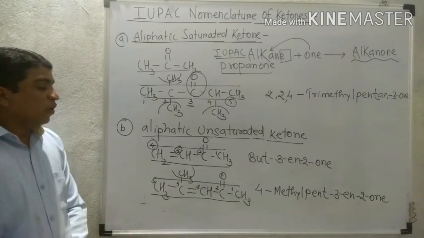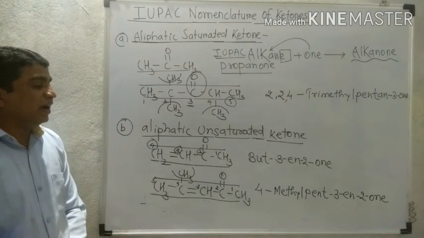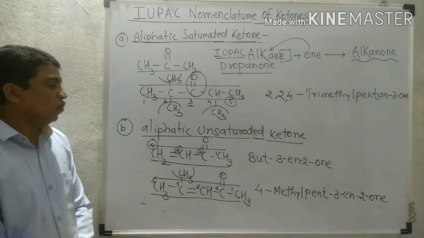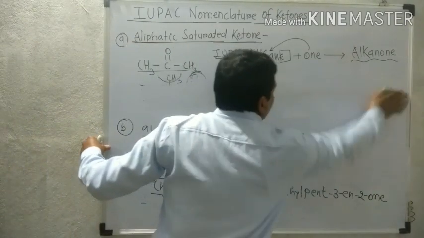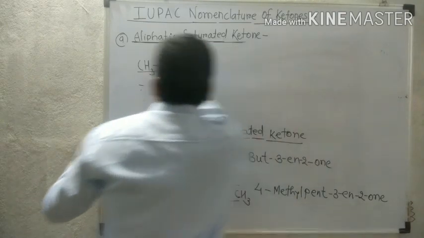What is the complete name? 4 methyl pent 3 en 2 one. That is about the aliphatic unsaturated ketone. Now the third category.